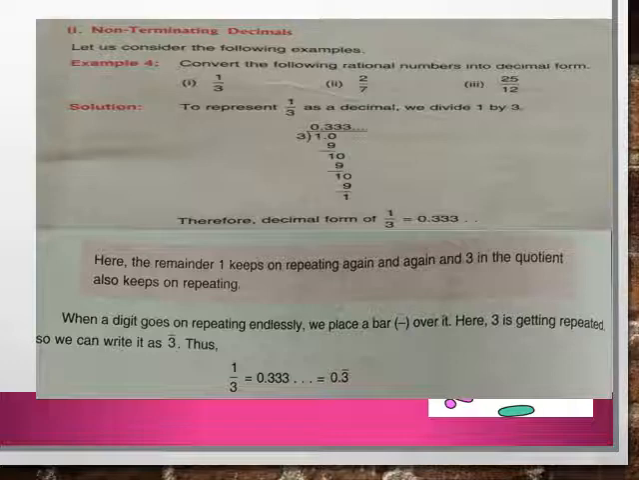Here 3 gets repeated. So what will we do? We will put a bar on the 3. So 1 upon 3 equals 0.333 dot dot dot. Instead of writing like this, we will write it as 0.3 with a bar on top. That bar represents that the digit 3 is repeating. So this is a non-terminating decimal, because here as a remainder we never get 0.